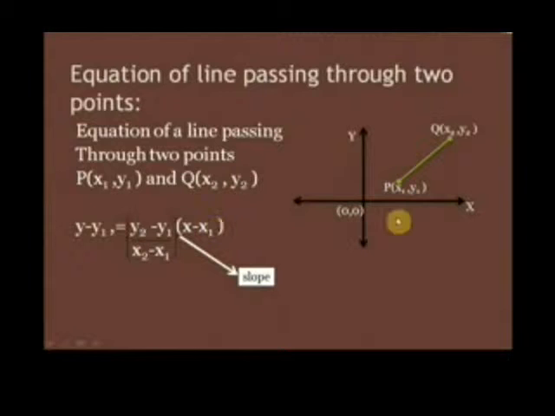Once again, if I have been given 2 points x1, y1 and x2, y2 through which the line passes, then the equation of such a line is given by y minus y1 equal to y2 minus y1 divided by x2 minus x1, into x minus x1. Here y2 minus y1 by x2 minus x1 is the slope of this particular line.